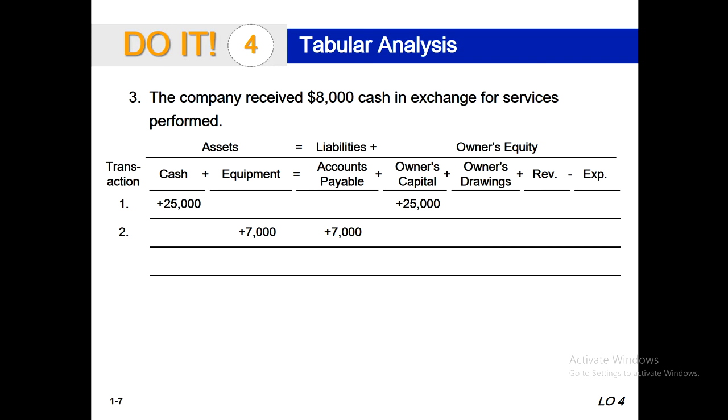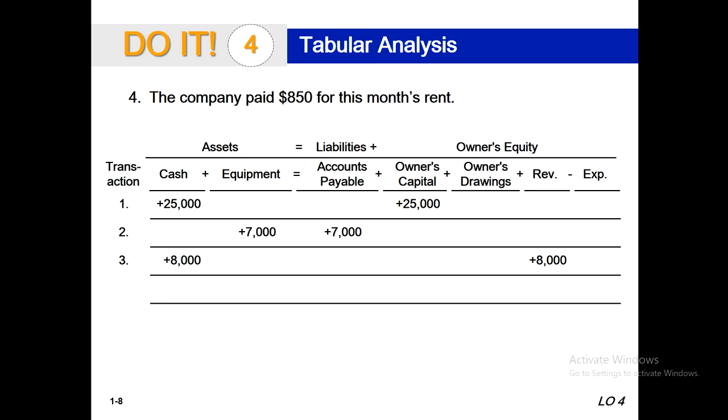Number 3, the company received $8,000 cash in exchange for service performed. So the company received $8,000 cash. So the asset side will be increased. Which one? This is cash. The cash here will be increased by $8,000. This is the service revenue. The revenue will be increased. So this is our revenue. Two sides will be affected for this transaction.